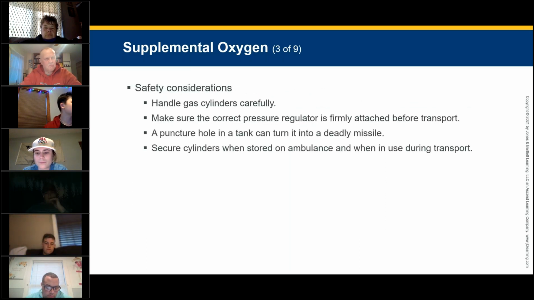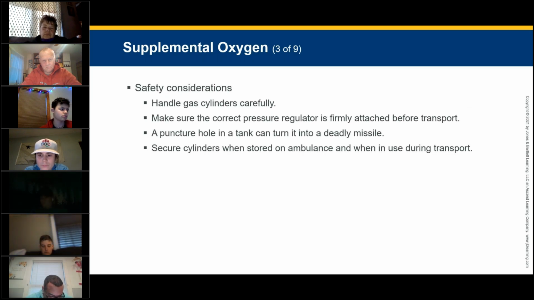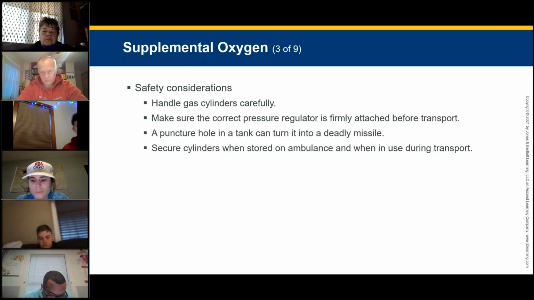Safety considerations: handle your gas cylinders carefully. They're under pressure. Make sure that the correct pressure regulator is firmly attached before you transport it. A puncture or a hole in one of these oxygen tanks can turn it into a deadly missile. Secure the cylinders with mounting brackets when they're stored on the ambulance. And oxygen cylinders that are in use during transport should be positioned correctly and secured.